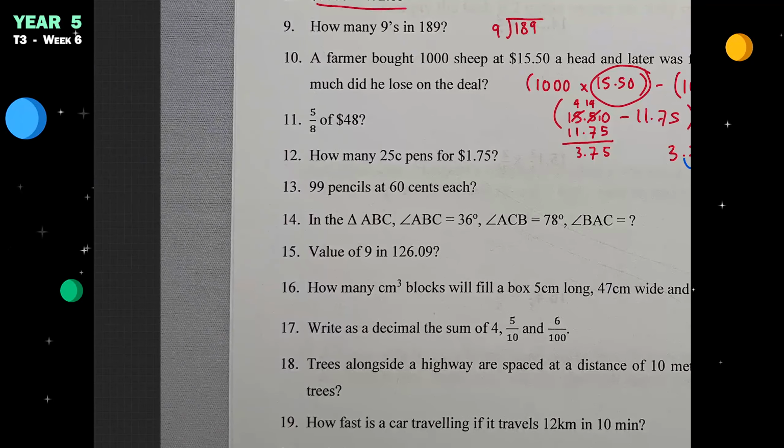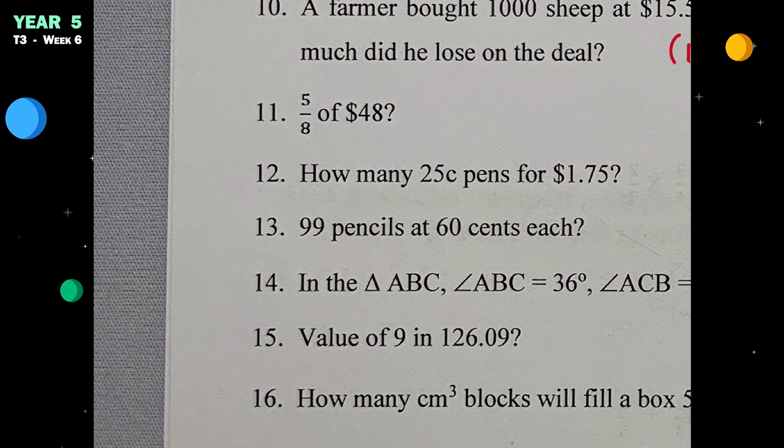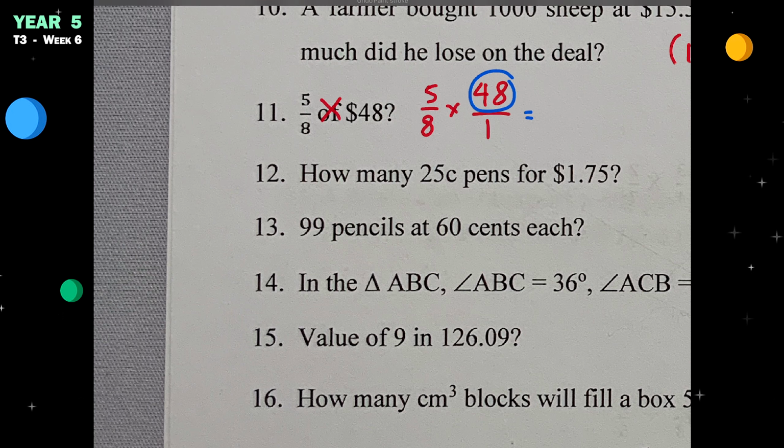All right, next one. 5 on 8 of 48. Of means times. So 5 on 8 times 48. Since 48 is a whole number, it must be over 1. Now, when we multiply, we can simplify. I can look at the 48 and 8 and divide them both by 8. 8 divided by 8 is 1. 48 divided by 8 is 6. 6 times 8 is 48.